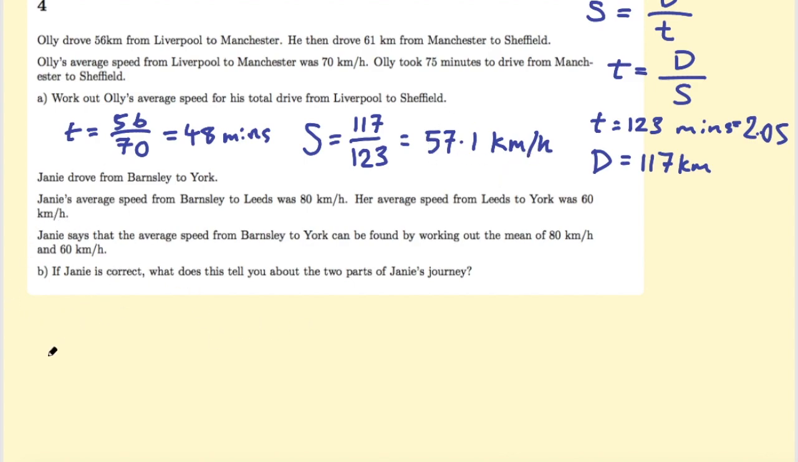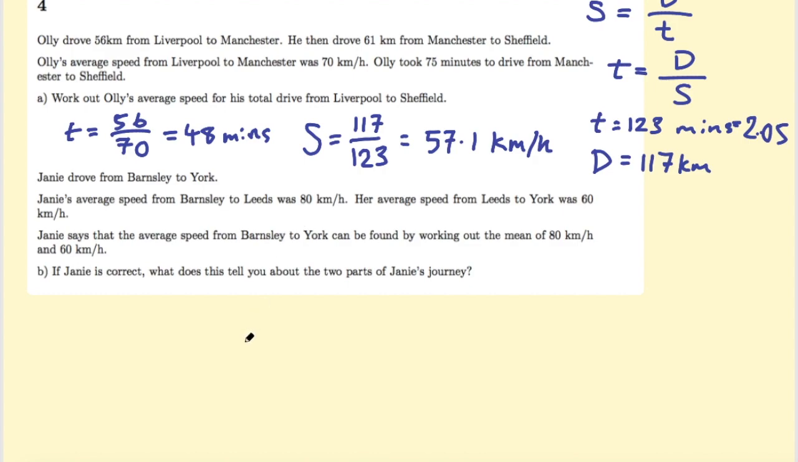The second part of this question says, Janie drove from Barnsley to York. Janie's average speed from Barnsley to Leeds was 80 kilometers per hour. Her average speed from Leeds to York was 60 kilometers per hour. Janie says that the average speed from Barnsley to York can be found by working out the mean of 80 kilometers per hour and 60 kilometers per hour. If Janie is correct, what does this tell you about the two parts of Janie's journey?